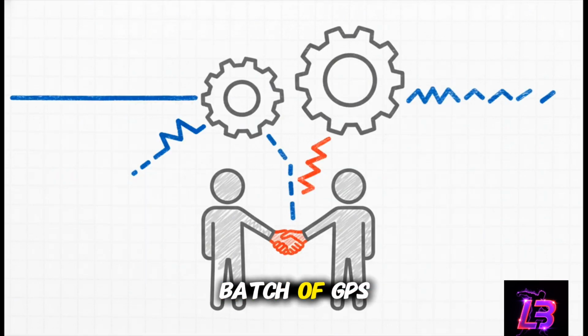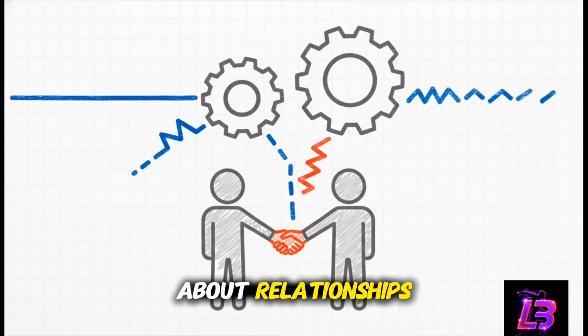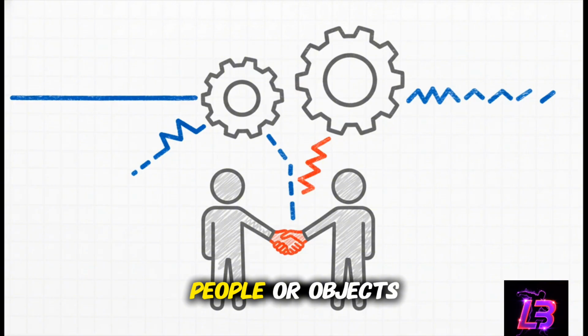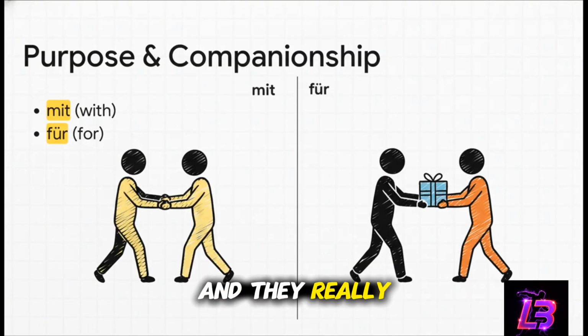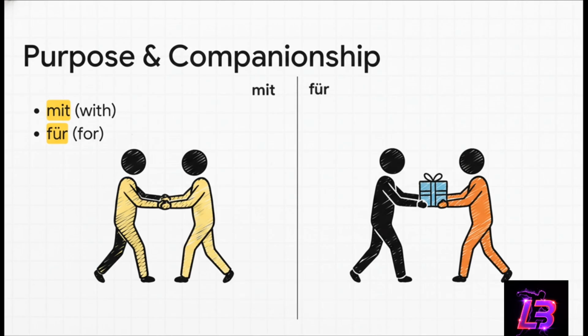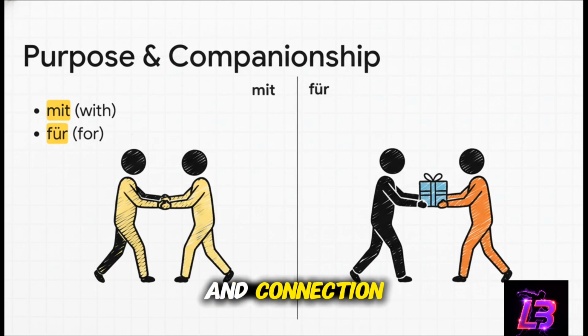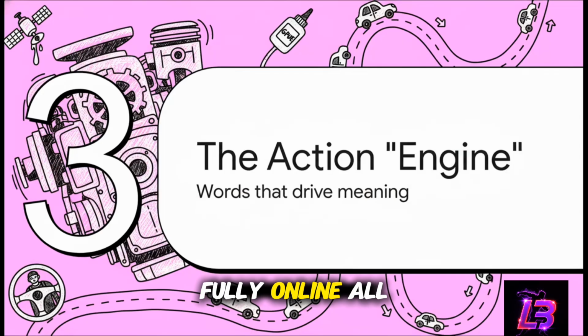Our last little batch of GPS words is all about relationships. They explain how people or objects are connected to each other or to whatever is happening. And they really couldn't be simpler or more essential. We've got mit, which means with, and für, which means for. I'm going with you. This is for you. These two little words build purpose and connection right into the sentence, and just like that, our GPS is fully online.